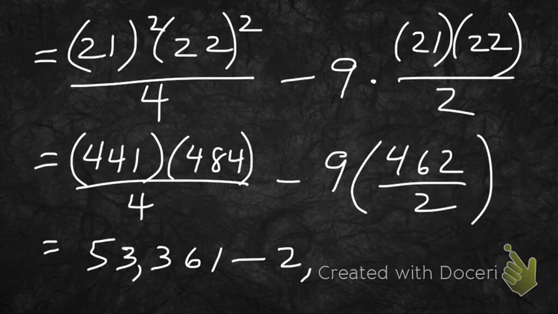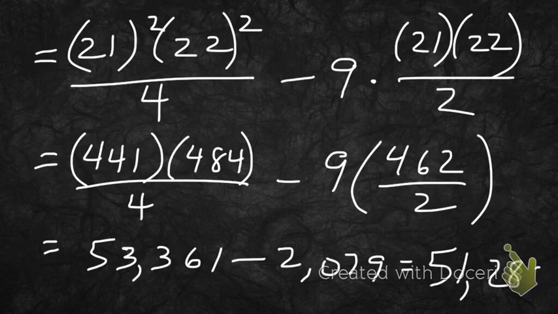53,361, take away 2,079. In the end, that sum is 51,282.